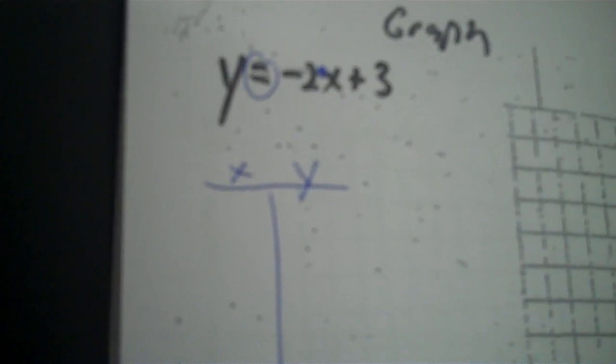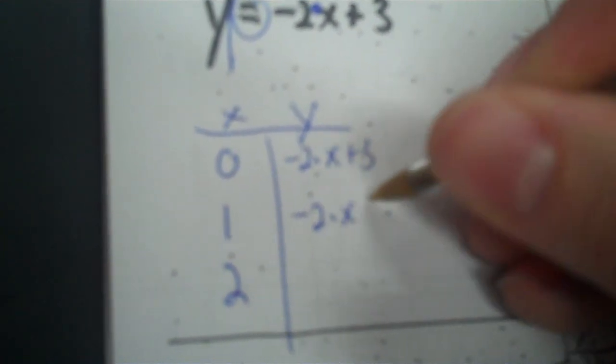So we've graphed xy equations before, okay, using an input-output table. And you can pick any three numbers you want for x. You can pick 10 numbers if you want. Let's just go 3. I'm going to do 0, 1, 2, okay? Now, y is equal to negative 2 times x plus 3. That's what y is equal to, so I write that under the y.